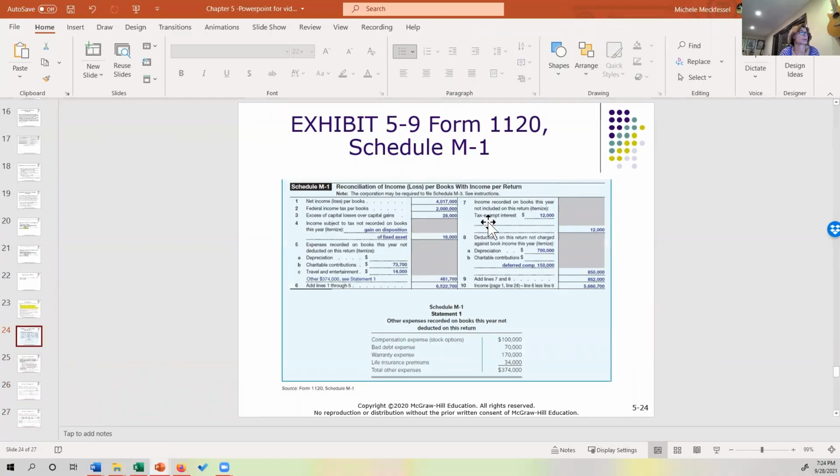What we have here is just an example of what a Schedule M-1 looks like. We will talk more about this as an in-class item, but you can see this is essentially a true-up of book to tax differences, and how you get from net income per books to income for tax purposes.